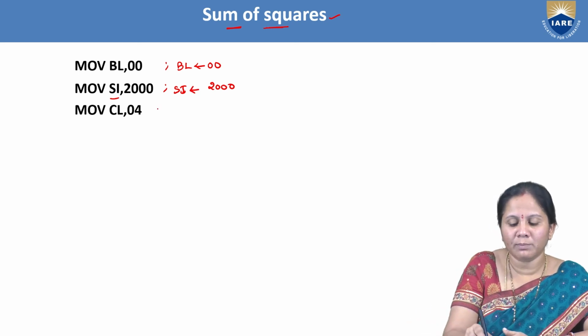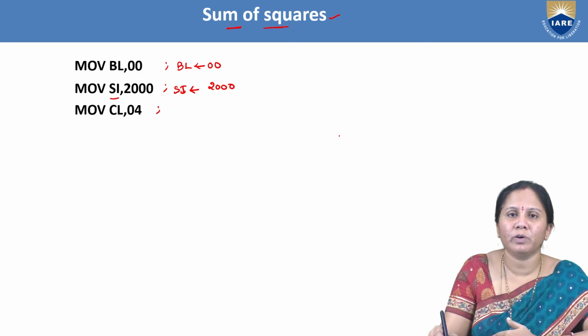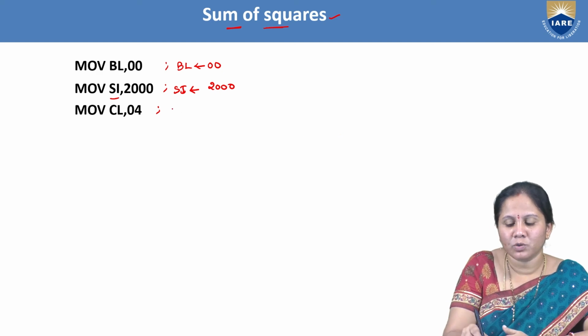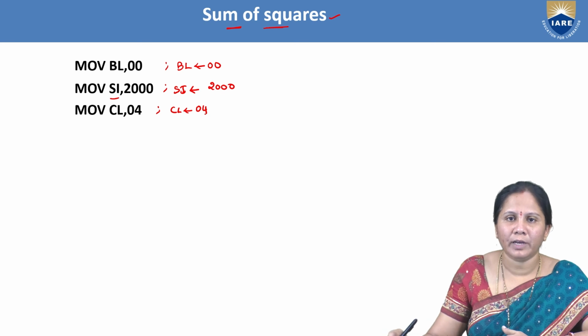And MOV CL, 04. That means only for 4 numbers we are going to perform the sum operation. So here CL will be loaded with the value 4.